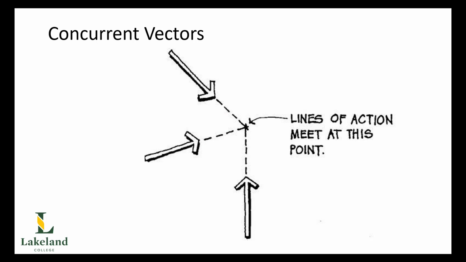The next one here is concurrent. Concurrent is simply a definition where vectors meet at a single point. And we typically see this when we talk about lines of force meeting at something like a shackle or a chain link or something like that we'll look at later. So simply, if vectors are concurrent, they either emanate or meet at a single point in space. And again, this can either be 2-dimensional or 3-dimensional space.